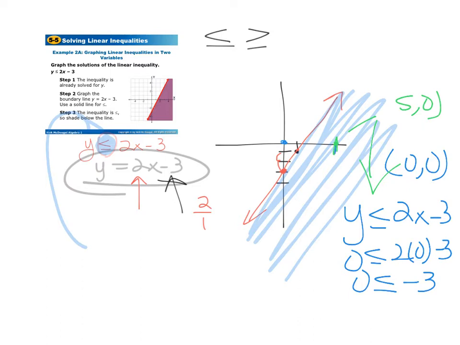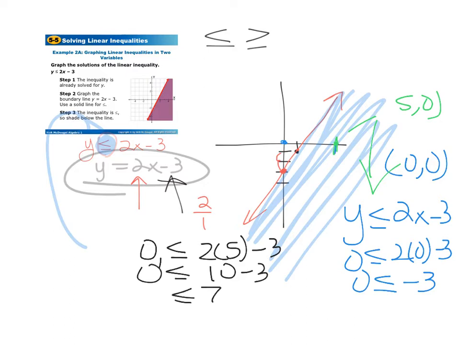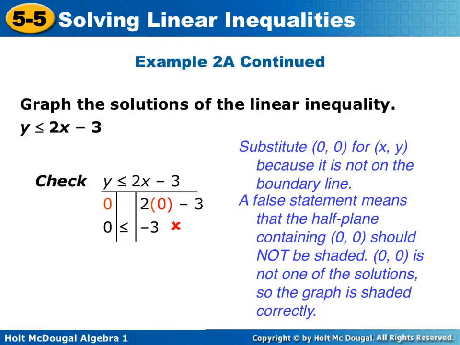So if I plug that in, I plug 0 for y, 5 for x, 10. Is 7 greater than or equal to 0? Yes, it is. So the point I picked, it is in the blue colored side, so it's good. So this is how you do this. You can check it. Let's try another one.